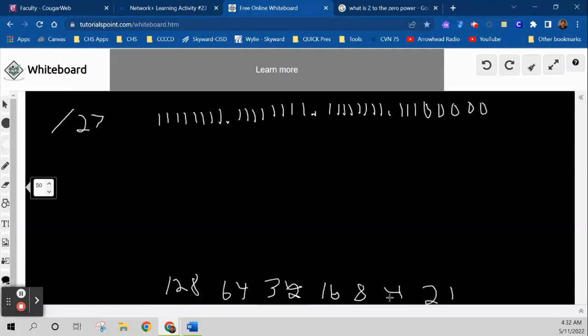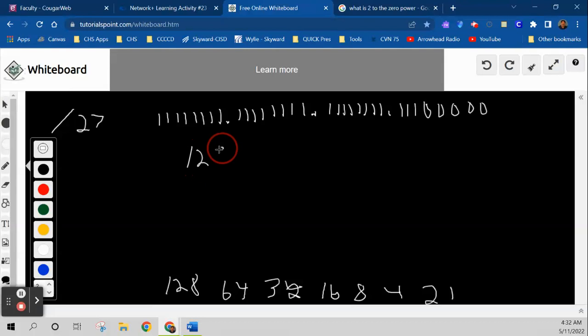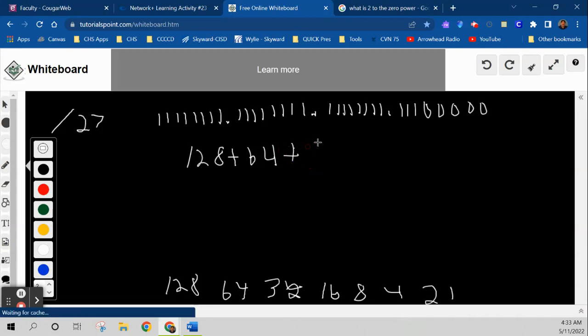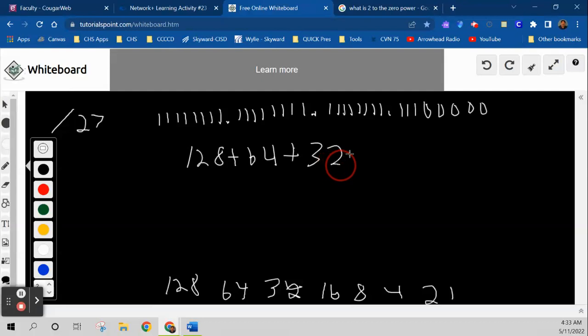Now that we got 8 bits, I look up here and say, okay, well, the numbers I'm using are the first three, and so I take 128 and I add it to 64 and I add it to 32, and that's going to give me the decimal equivalent to this binary number.